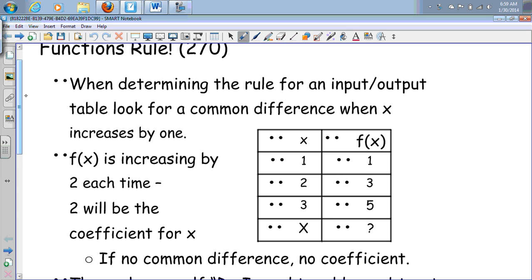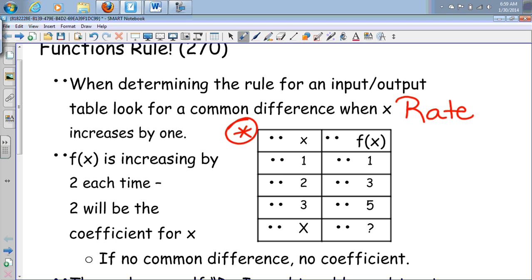All right, we're going to talk about functions rule. In other words, when we are given a table, can we come up with a function? I'm going to do a quick mini lesson. We didn't get to do this in class due to snow days. It's dealing with rate, and it'll help us when we talk about function rules.